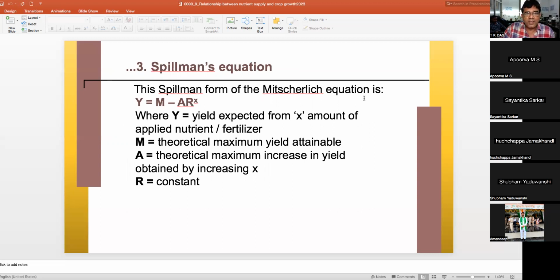y = m - a r^x. y is the yield expected from x amount of applied nutrient or fertilizer. m is the theoretical maximum yield that can be attained. a is the theoretical maximum increase in yield obtained by increasing x, and r is a constant. So these days, nobody is using this Spillman's equation. I've gone through the literature and only Mitscherlich's equations are still being used by many researchers across the globe. Many people are using this Mitscherlich equation for calculating the optimum level of inputs.